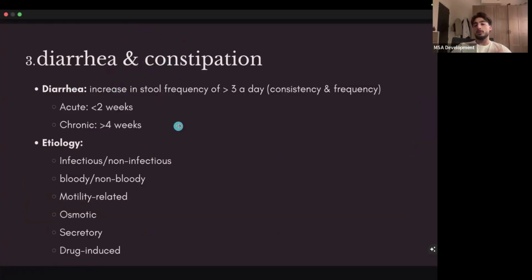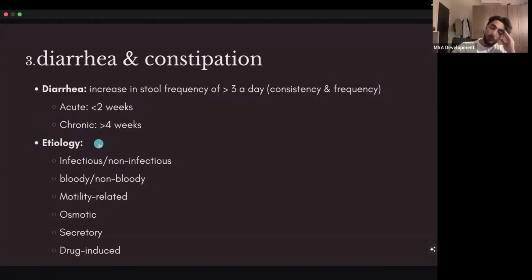So there's a specific way we define diarrhea. It's an increase in stool frequency of more than 3 times a day, of both consistency or frequency. Okay. And the cutoff line to decide whether it's acute or chronic is if it's less than 2 weeks, then we say it's acute. If it's more than 4 weeks, then we say it's chronic. Between the 2 to 4 weeks, it's still a little unsure. It depends on the underlying cause, of course.